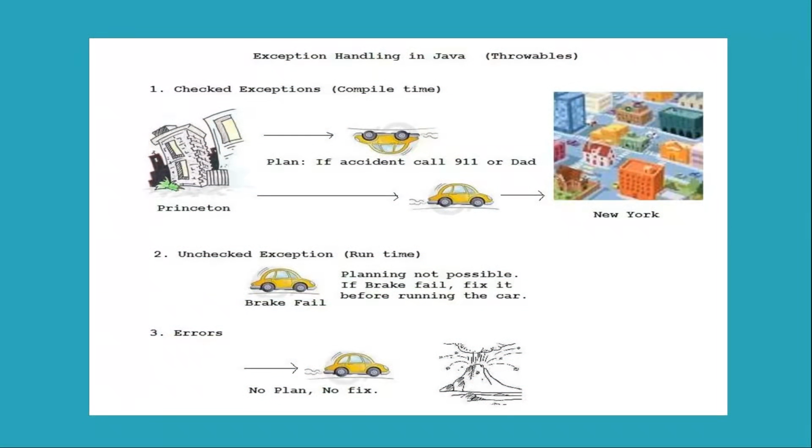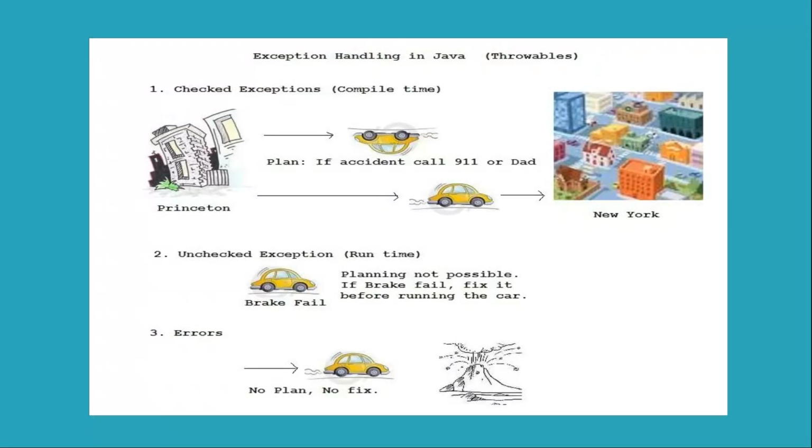Now we'll have a pictorial representation of the exception handling phenomenon. That is exception handling in Java. So we have to think of the Throwable base class, and Throwable has a subclass, Exception. The Exception class can basically be divided into two, that is checked exceptions and unchecked exceptions.